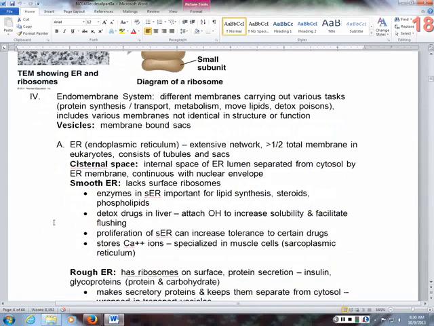So the endomembrane system is the membranes inside that are going to carry out various tasks. This includes protein synthesis and transport. They're involved with metabolism, moving lipids, helping to detoxify things. And the various membranes are not going to be identical in structure or function. So they'll all have different structures and do different things.